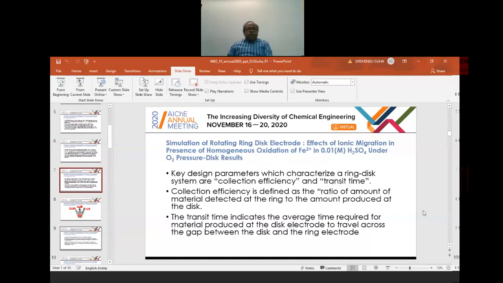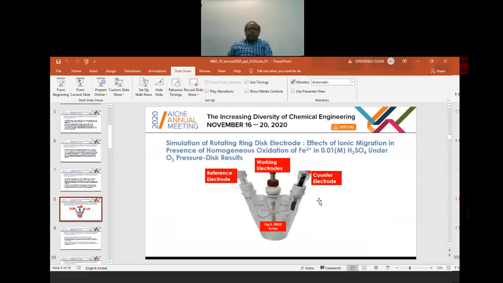I'll give you a setup diagram of a rotating ring disk electrode in figure 2. This is figure 2 where I've given the RRDE setup. There are two working electrodes, the ring and the disc. There is one counter electrode, there is one reference electrode, and two more ports are there for purging of gas and venting out gas.